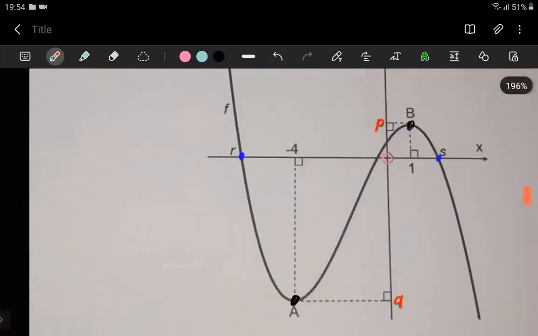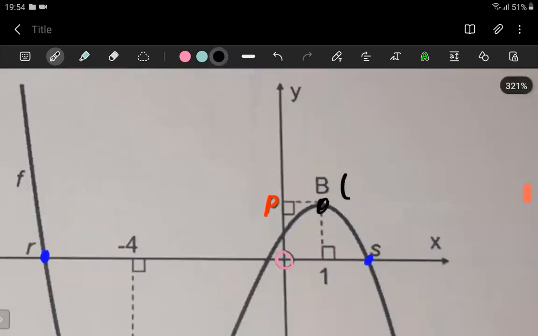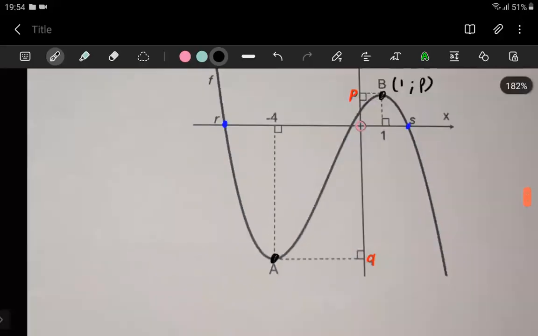But anyways, so we know Q is a negative number, P is a positive number. And then what that does is, you see we technically have coordinates of A and B. You see B, the X value is 1, the Y value is P. Here, the X value is negative 4, the Y value is Q. See?